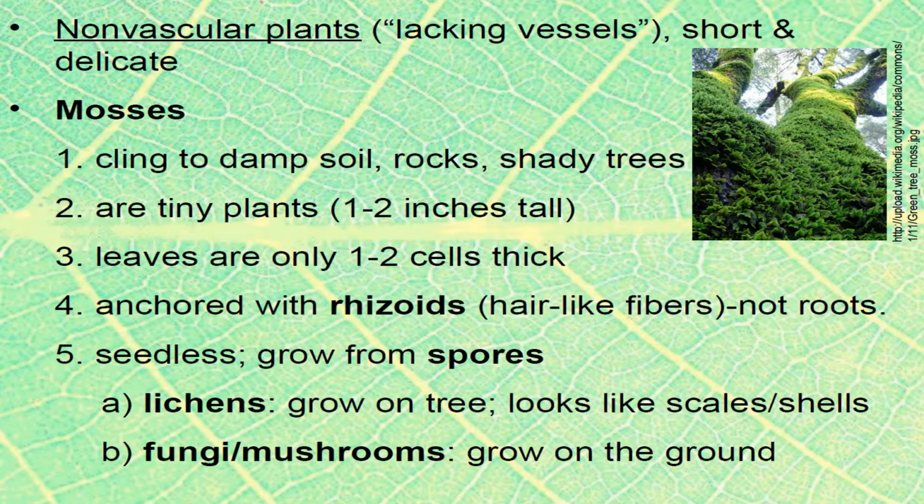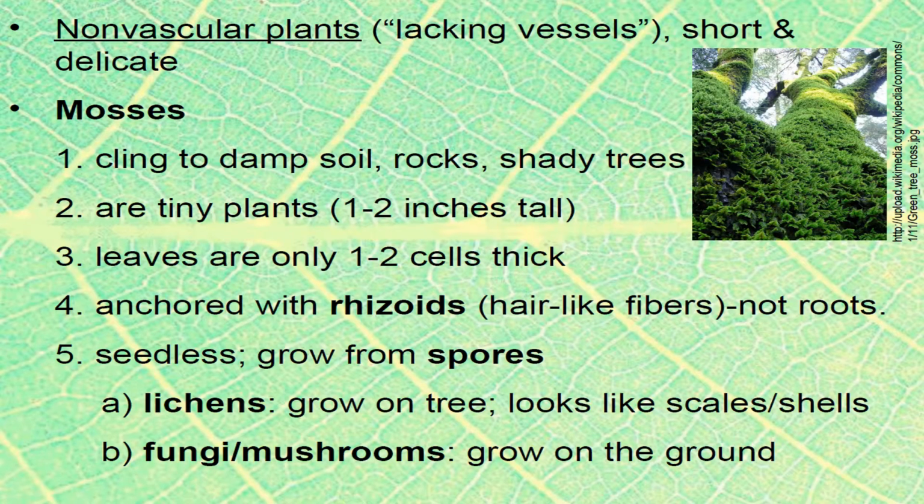Non-vascular plants are those that do not have a vascular system. These plants are normally short and very delicate. They include mosses. For example, mosses normally cling to damp soil, rocks, shady trees. As you can see in the picture on the right hand side, they have very small or tiny leaves, and they don't have specialized roots but instead have rhizoids. They don't produce seeds, that's why they're seedless, but they do produce spores. Another example of these plants include different lichens that normally grow on trees and sometimes on the ground as well.